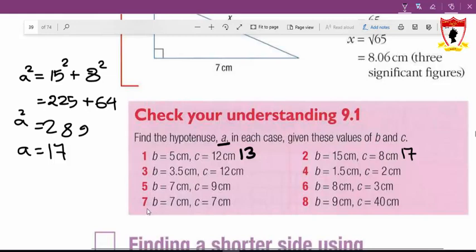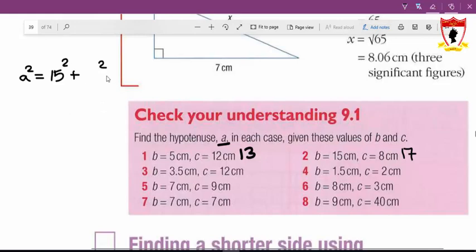If we look at question 7, you see two sides are the same. It means we have an isosceles triangle, and at the same time the isosceles triangle has one of the angles 90, and the other two angles must be 45, 45. But anyway, because it has a right angle, we can use Pythagoras.